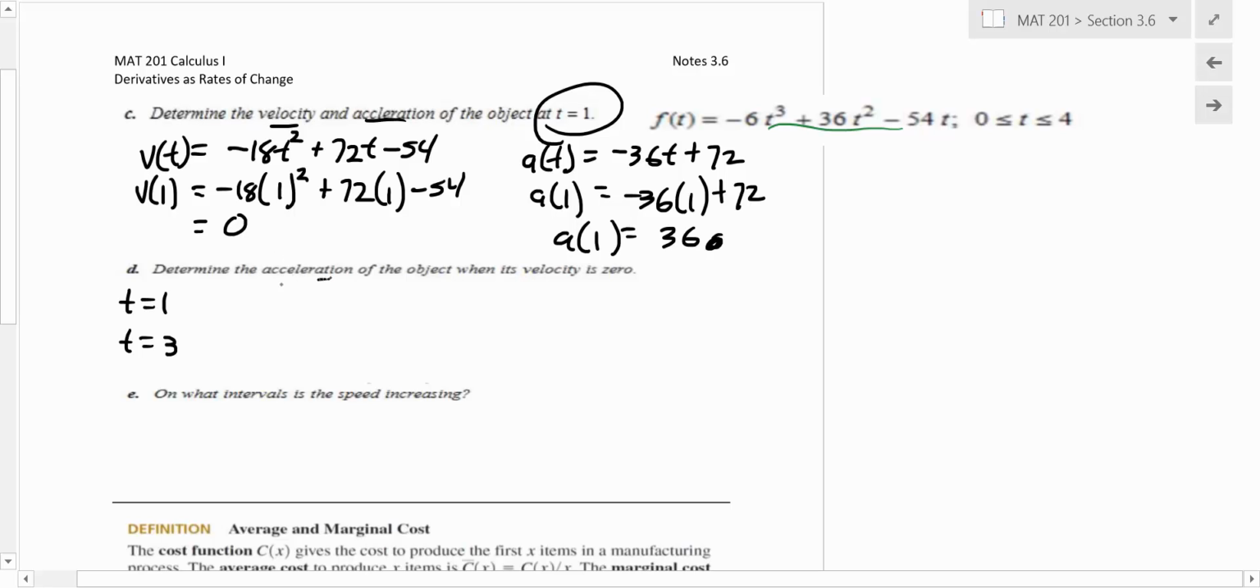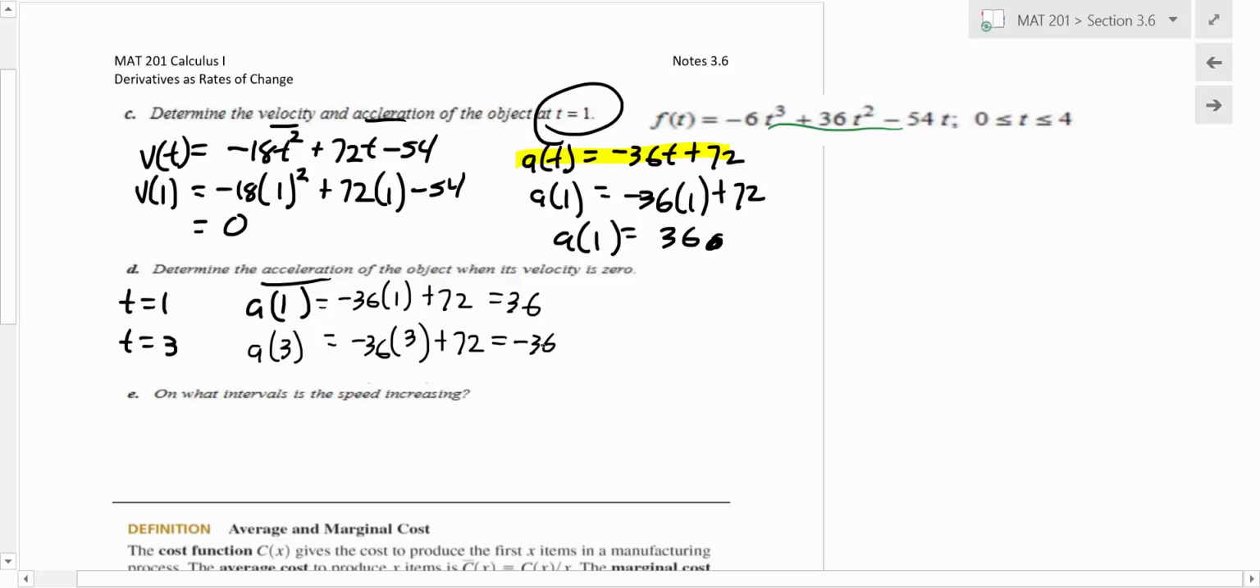So what we're going to do is find the acceleration. So we just plug into the acceleration function, which is right there. Plug it in. Now, it's not going to be constant on this problem like it was in a previous problem. So we just do negative 36 times 1 plus 72. That works out to be 36. And then a of 3, we're going to do negative 36 times 3 plus 72 on that, and I think that turns out to be negative 36. I'm just doing that on the calculator.